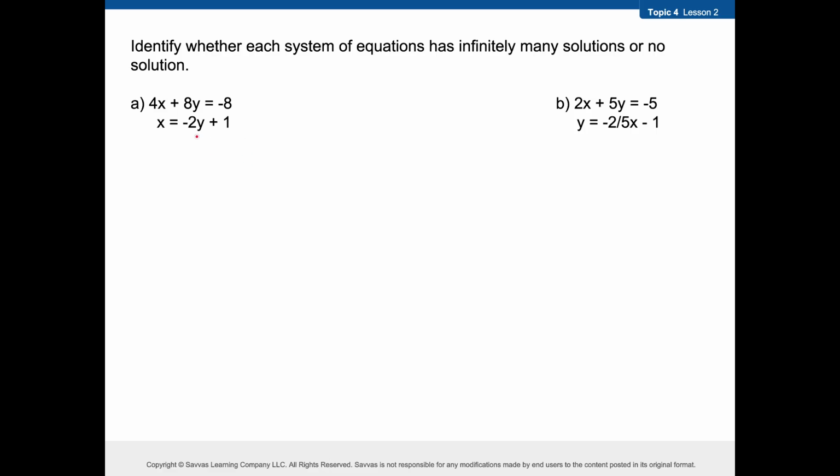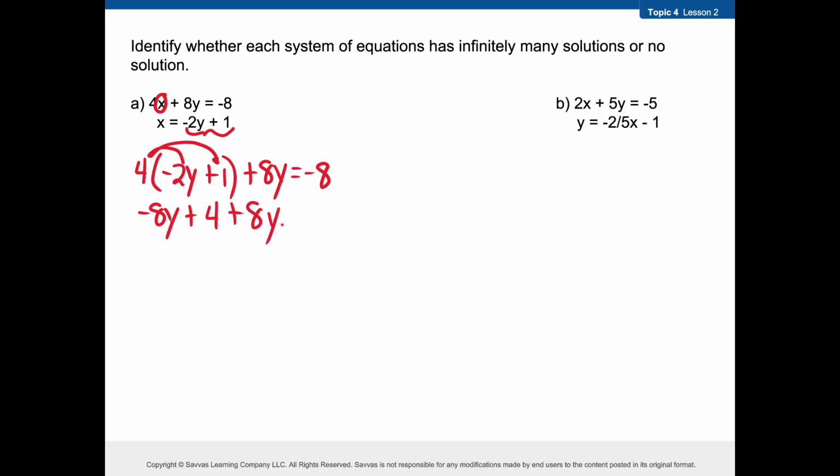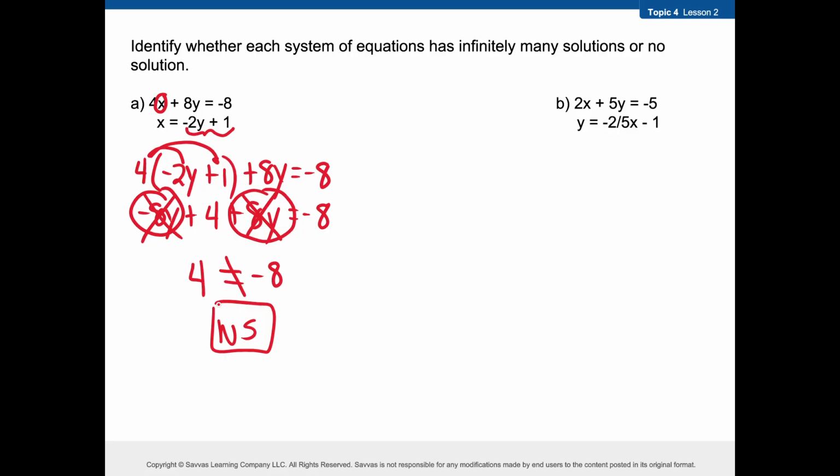Pause and try these two on your own. The bottom one is what you are substituting for the x on the top. So 4 times negative 2y plus 1 plus 8y equals a negative 8. Distribute, watch your signs. Negative 8y plus 4 plus 8y equals a negative 8. Combining your like terms, they are opposite, so they completely cancel out. 4 does not equal a negative 8, so this would be no solution.